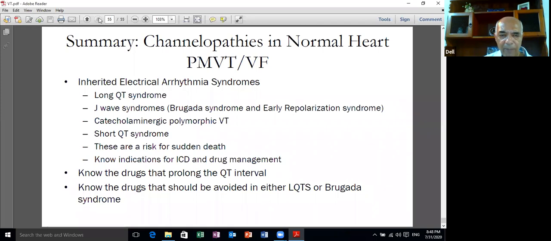All of these put the patient at risk of sudden death, and there is an indication for ICD in these conditions. It's important also to exclude the drugs which prolong the QT interval and those which precipitate Brugada.